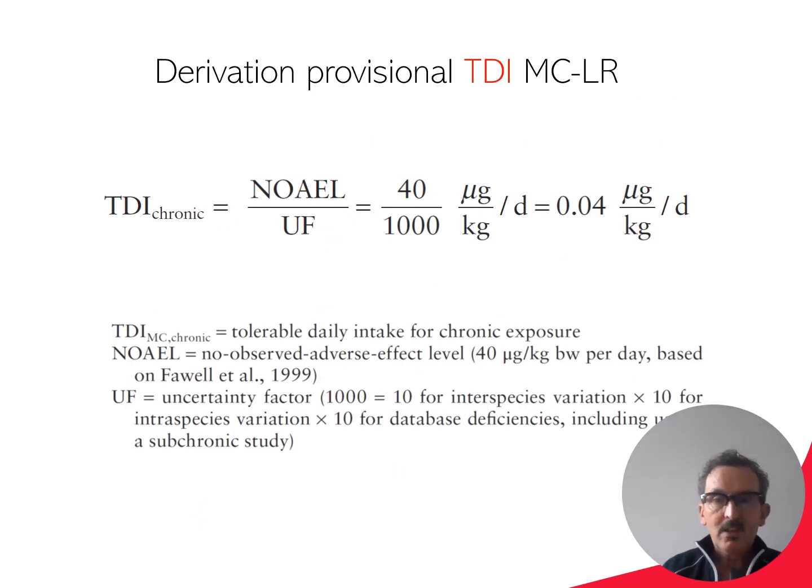So to repeat, here is the derivation of the provisional TDI for microcystin-LR, one of, say, 250 different variants of microcystins: NOAEL divided by uncertainty factors, 40 divided by 1000, leading to the 0.04 micrograms per kilogram per day.